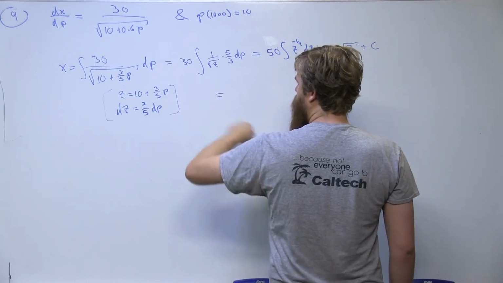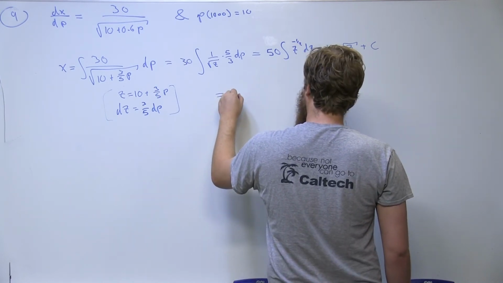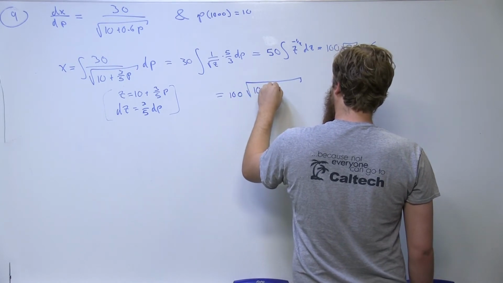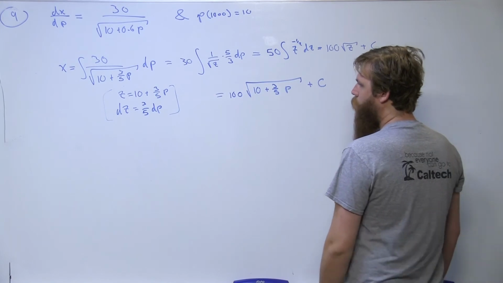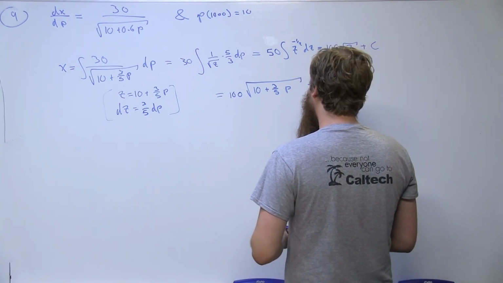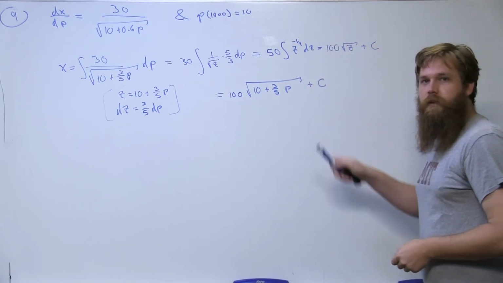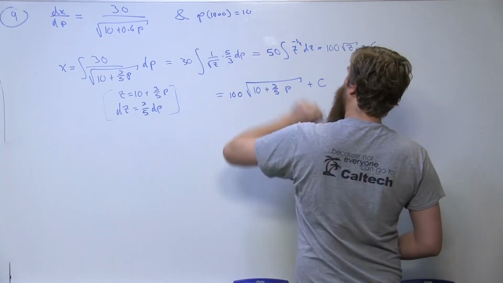So z is 10 plus 3/5 p, so this is 100 times the square root of 10 plus 3/5 p plus c. So we're on our way to finding x as a function of p, which will be useful if we want to write down the revenue function. Before we're able to proceed from here, we need to know what this constant c is, right? As in all these other problems. Thankfully, we've been given some information that will help us do that.